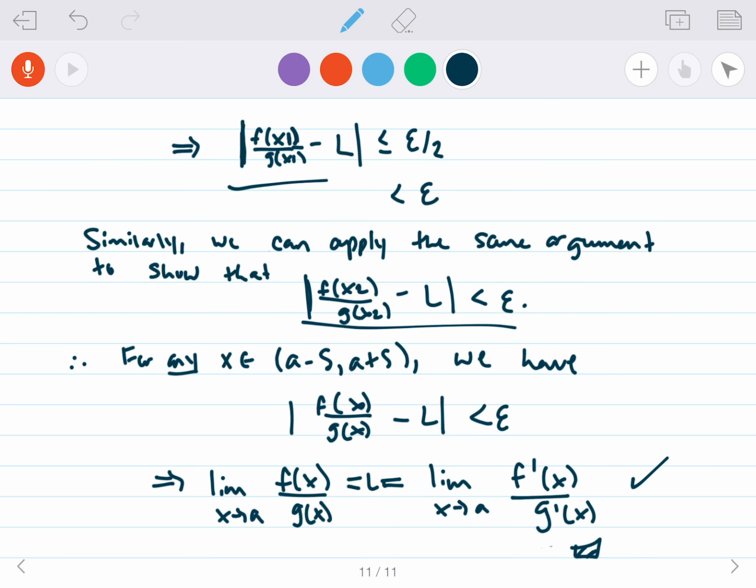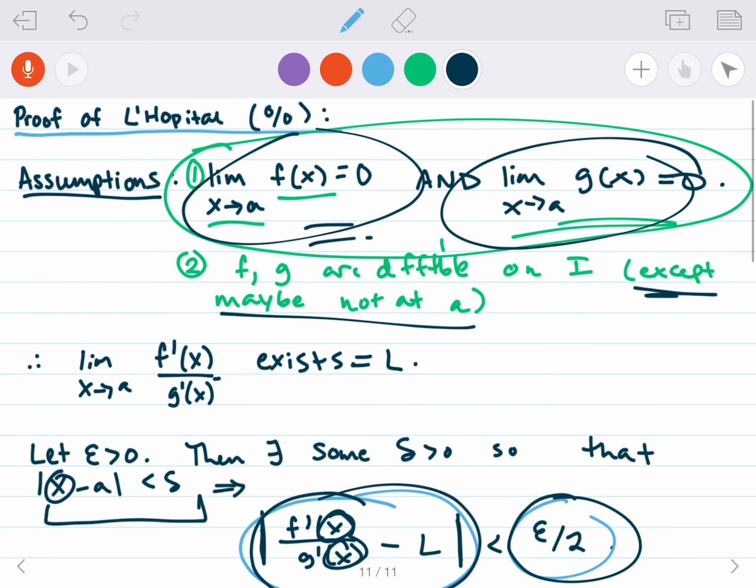Like I said, if you have an easier proof that doesn't rely on being differentiable at a, let me know.